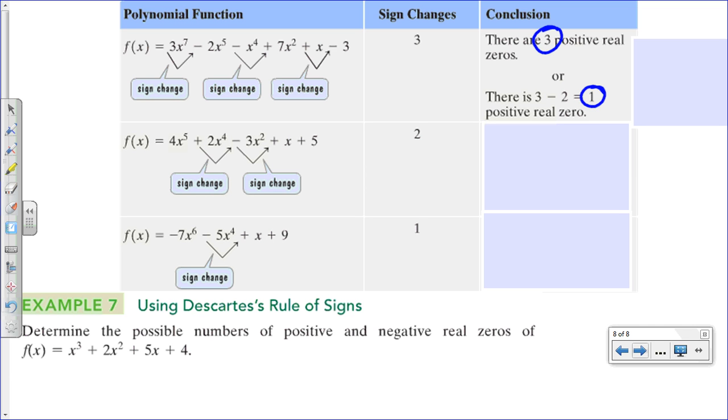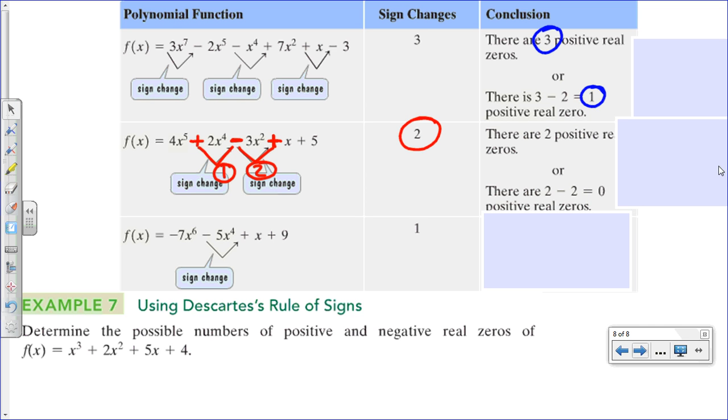If we look at this one, here we have 1 sign change going from positive to negative, so that is the first one. And then we have another one here going from negative to positive, so that's the second one. So we have 2 sign changes, so that means that we can have 2 positive real zeros, or if we subtract 2, remember how we have to subtract an even integer, the answer will be 0, meaning none. So we could have either 2 positive real zeros or none.